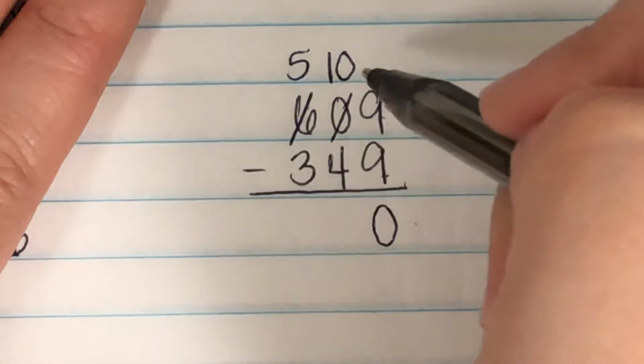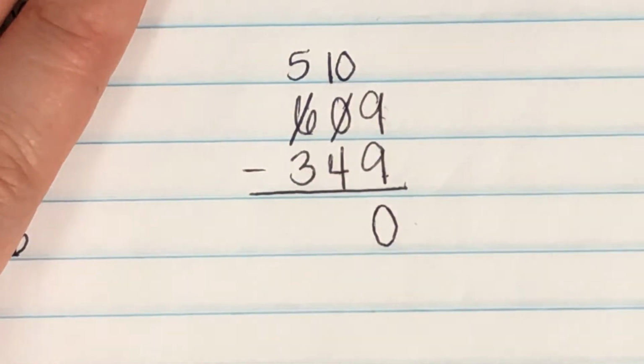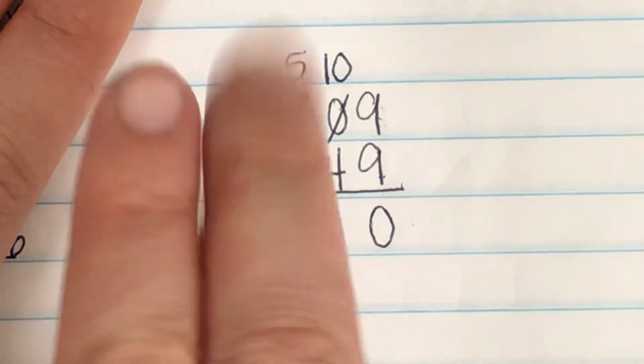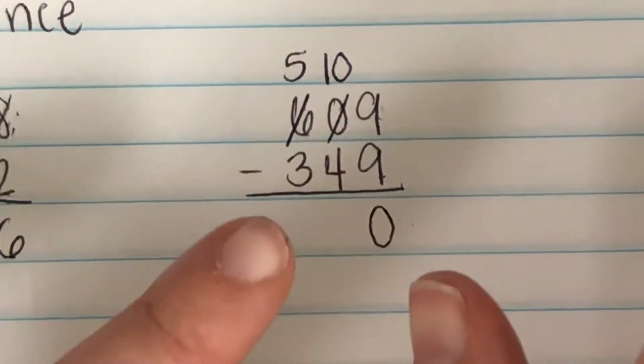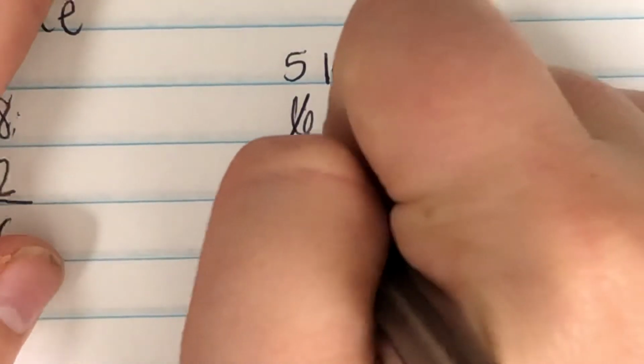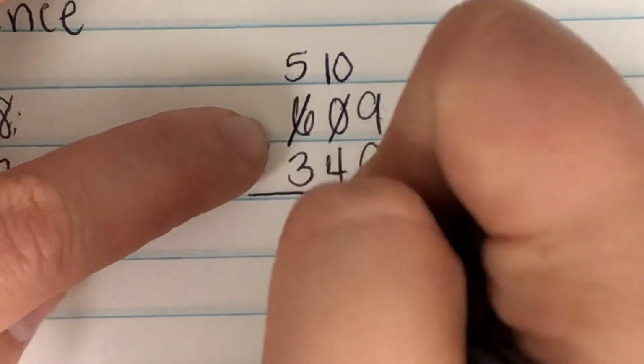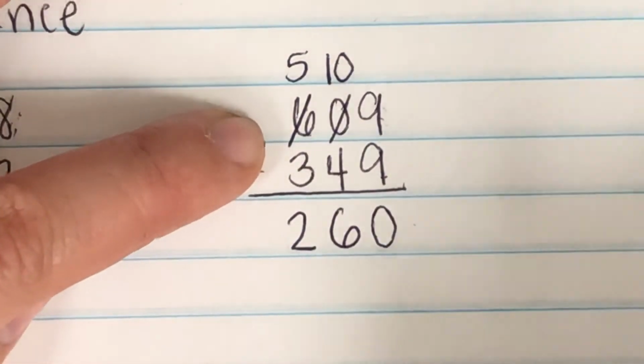He is going to become a 5 and give 1 to his next door neighbor to become a 10. 10 minus 4. If I put 4 in my head and count up to 10, 4, 5, 6, 7, 8, 9, 10. That is 6. And then 5 minus 3 is 2. My answer there would be 260.